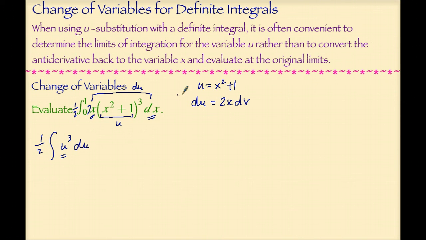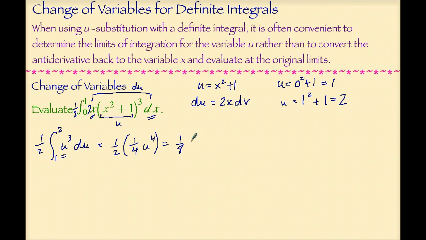When x is 0, u will be 0 squared plus 1, which is 1. When x is 1, u will be 1 squared plus 1, which is 2. So now we can use the endpoints of integration 1 to 2. Those are the ones that are suitable for the integrand in terms of u. Integrating here gives us 1/2 times 1/4 u to the 4th, which is 1/8 u to the 4th, and now that's going to be from 1 to 2. Let's plug in our endpoints of integration, first 2 and then 1.